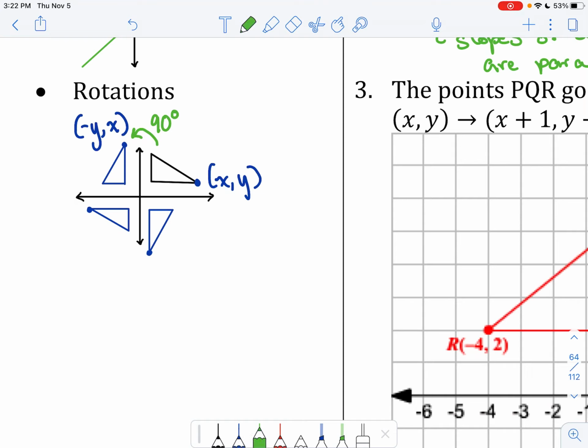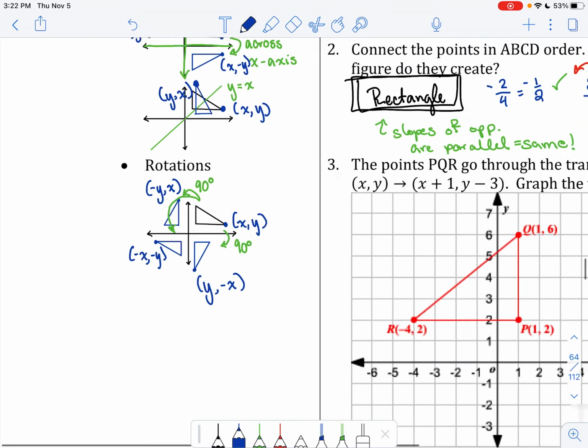We could also go 180 degrees, which would take us all the way around to here, and the point is now negative x, negative y. You'll notice we're going counterclockwise. We can also go clockwise, so if I decide to go 90 degrees this way, then I end up with the point positive y, negative x, like that. As I said, translations are the most common ones, but you would definitely see reflections and rotations as well.